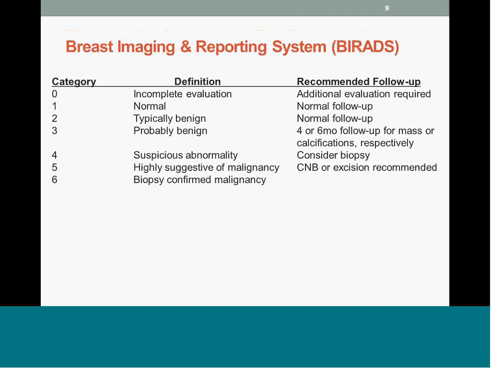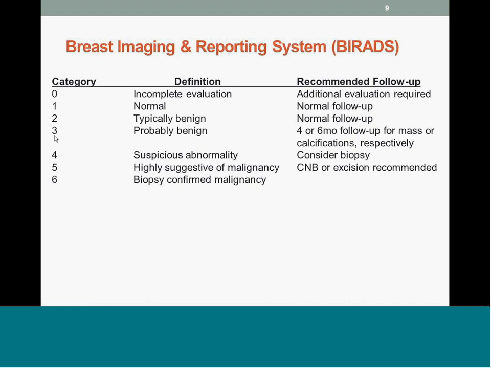I think it's important for pathologists to understand the reporting system that radiologists use. Many of you may be familiar with this, but on rare occasions we sometimes get Category 3 lesions. Usually those are fibroadenomas that they don't want to excise, but the patient wants some reassurance. But for the most part, we will receive Category 4 or Category 5 lesions for biopsy.